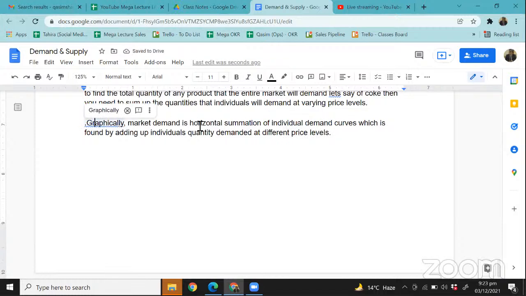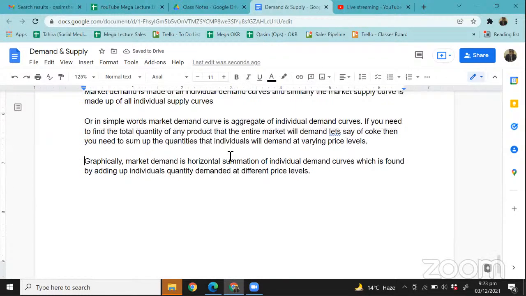So what can you say? What is market demand curve? Market demand curve is the sum of individual demand curves. That's the first thing you can say. Then if you want to write more explanation on that, what you'll say is that market demand is horizontal summation of individual demand curves, which is found by adding up individual quantities demanded at different price levels, which I just showed you. Any confusion so far? Students, are we clear on this?